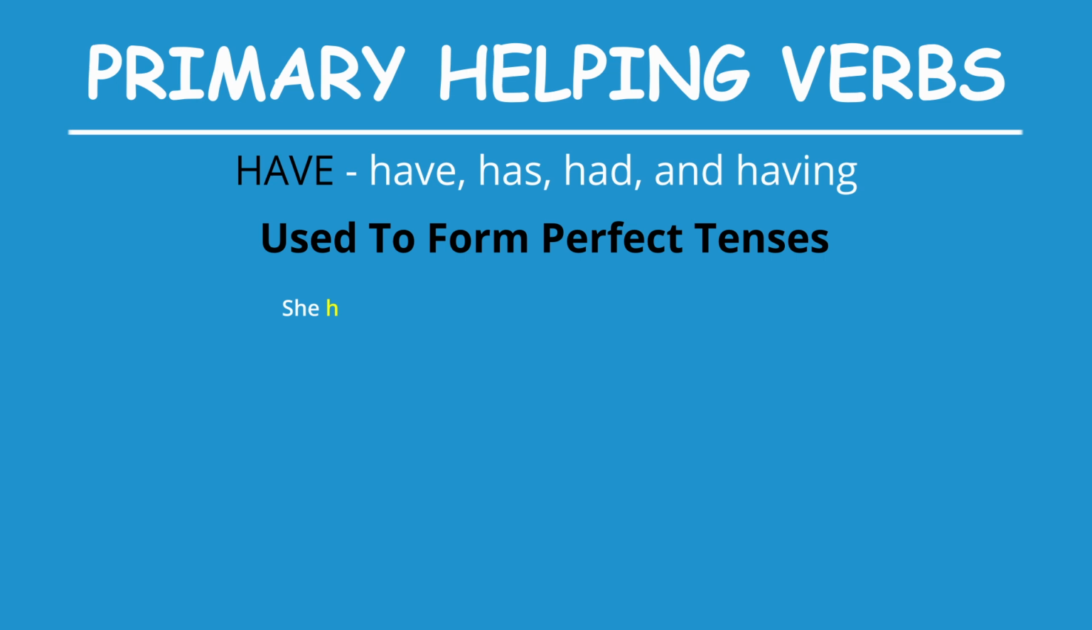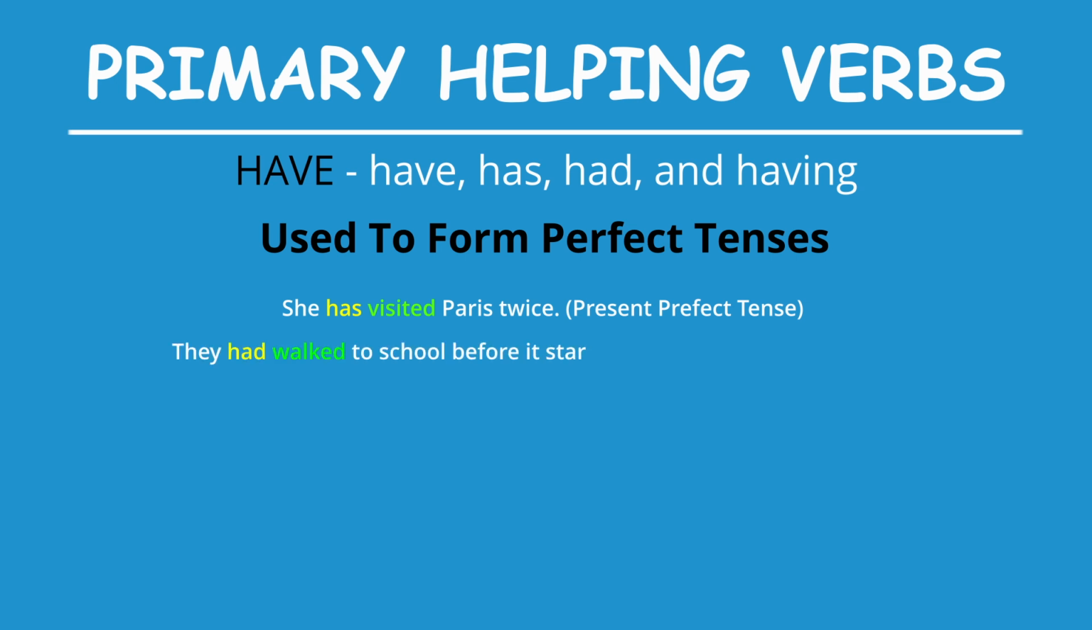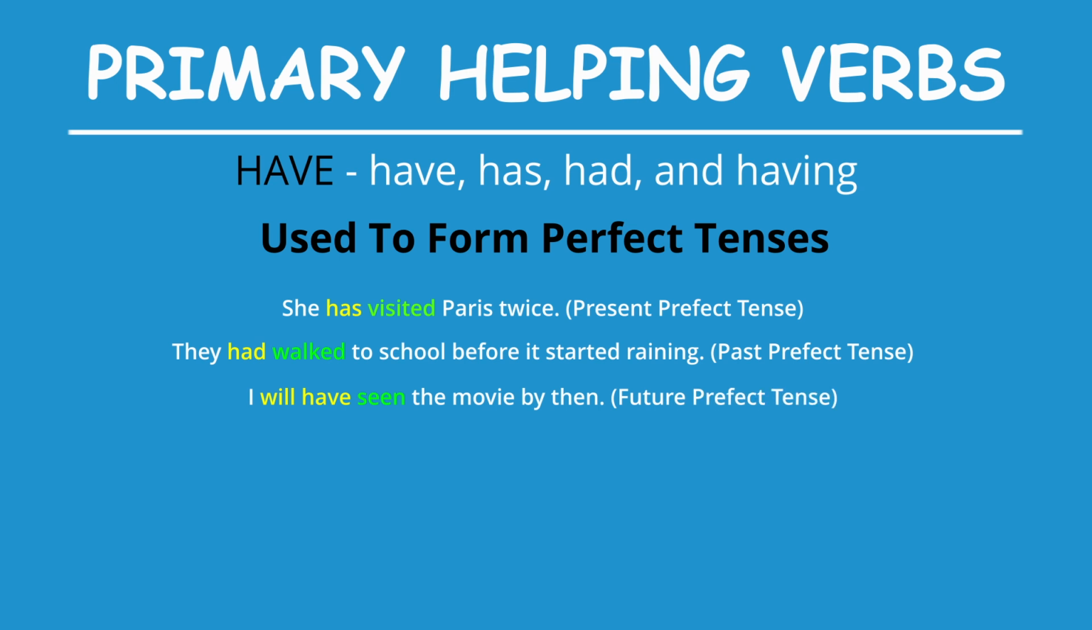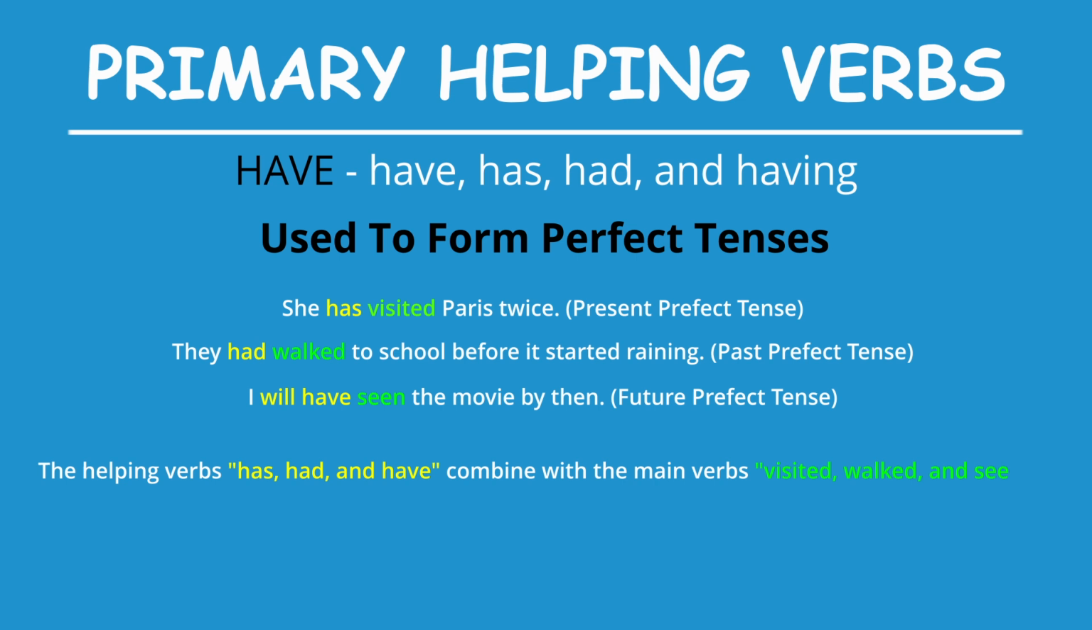For example, she has visited Paris twice. Has visited forms the present perfect tense. They had walked to school before it started raining. Had walked forms the past perfect tense. I will have seen the movie by then. Will have seen forms the future perfect tense. The helping verbs has, had, and have combined with the main verbs visited, walked, and seen to form the present, past, and future perfect tenses.